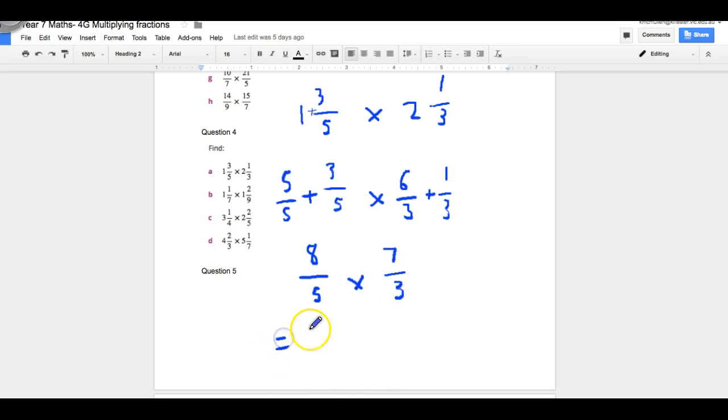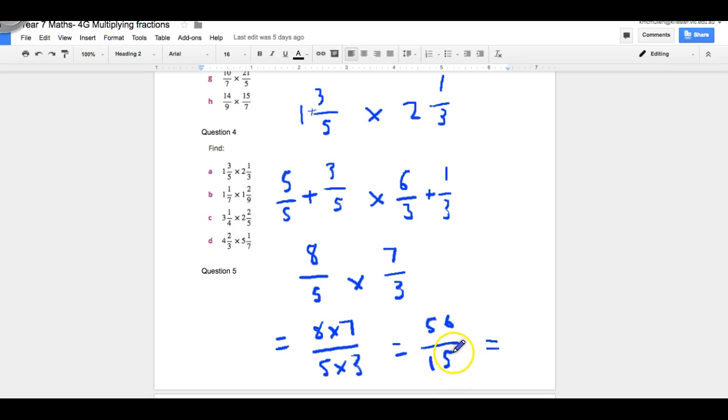And then we can just apply the multiplication. But before I do that, I'll do this line just to make sure there's nothing that can be cancelled out. And I've already checked and there can't be. So 8 times 7 is 56. And then 5 times 3 is 15. 15 doesn't go into 56, so I don't get a whole number.